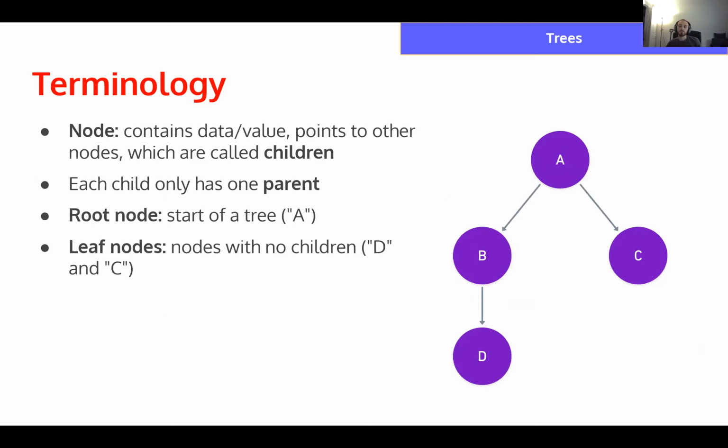When it comes to trees, or graphs in general, have nodes. In a tree, we have what's called the root node, which is kind of the start of the tree. And the root node has no parents. So here, A is the parent of B and C, B is the parent of D. So A is our root node, it has no parents, and C and D are leaf nodes, they have no children.